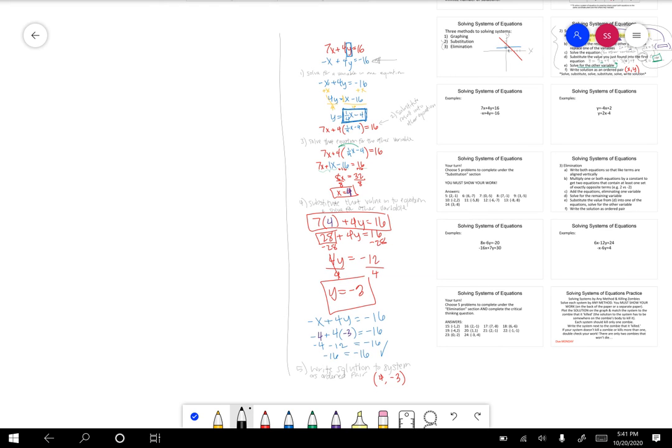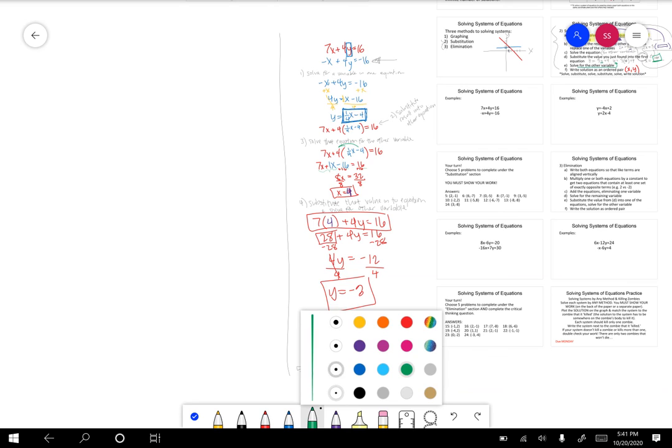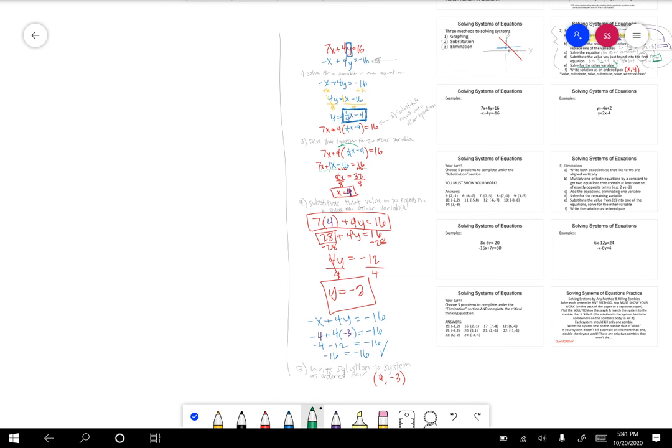Okay, let's do this second example. So we're going to use Ninja Turtle colors this time. Okay. y equals negative 4x plus 2, and y equals 2x minus 4.